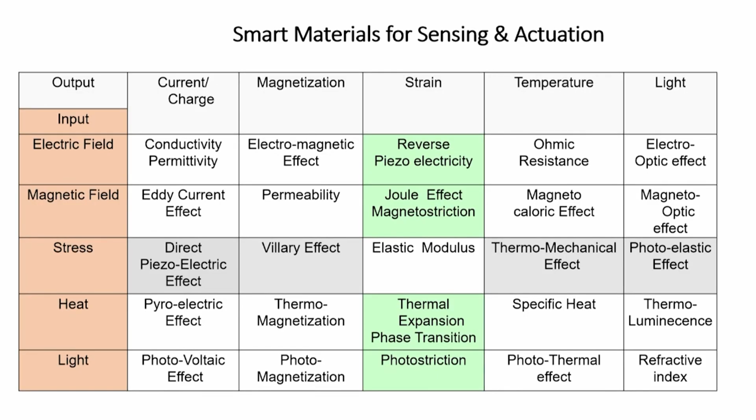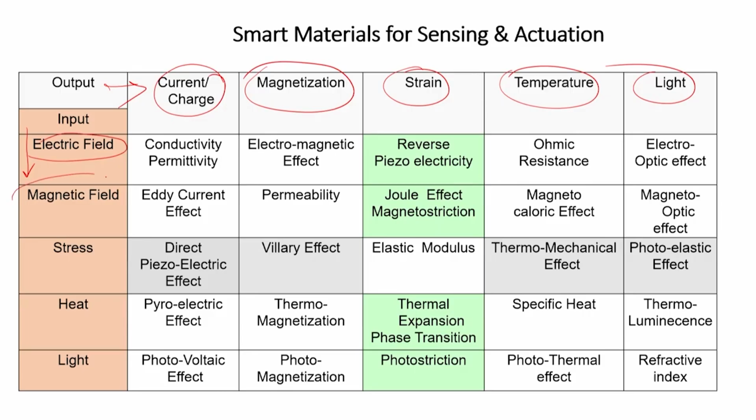Now, smart materials, similar to what we have seen during the sensors part, here also I have created an input and an output, and here I have chosen the output as current, charge, magnetization, strain, temperature and light. And in the input I have given the energies like electric field, magnetic field, mechanical energy, stress, heat and light. Now, if I look at the diagonals, like electric field creating a change of current, this is a diagonal element, this is diagonal, diagonal, diagonal.